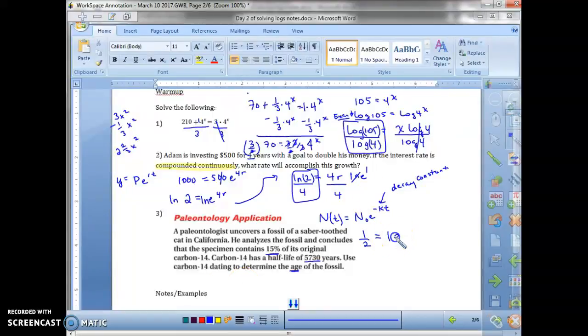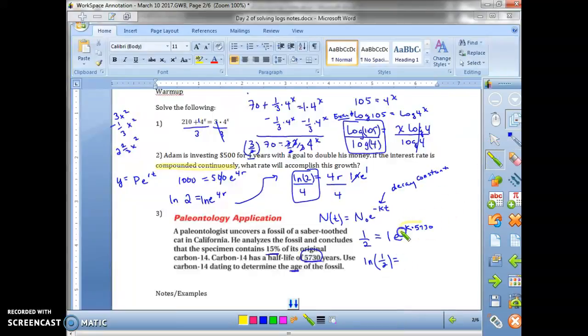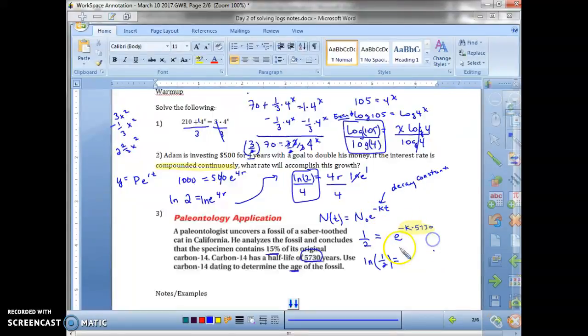So I have e to the negative k, and I know how long it takes for half of the substance to decay. It's 5,730. So I'm just going to use the natural log on both sides. So ln of 1/2 is equal to, and remember that I'll be able to pull the exponent down front using the power property once I take the ln on the right side. So I'm going to have a negative 5730 k times ln of e, which ln of e is just 1.